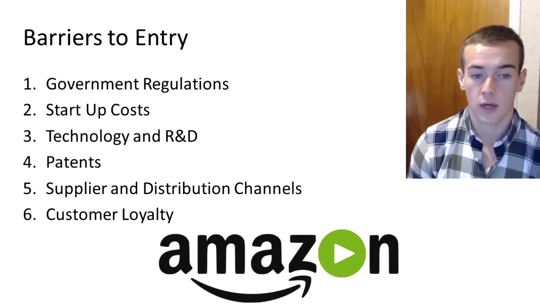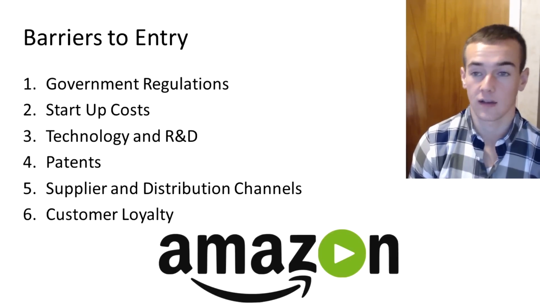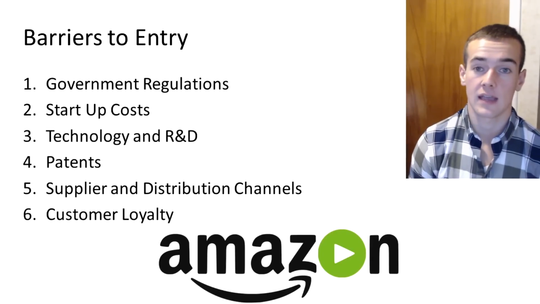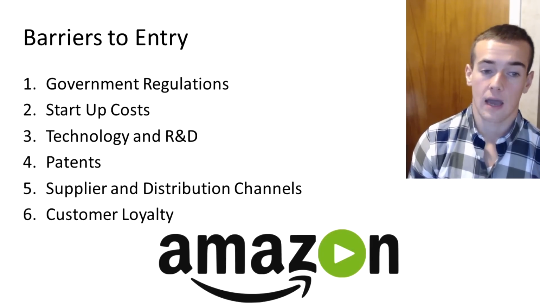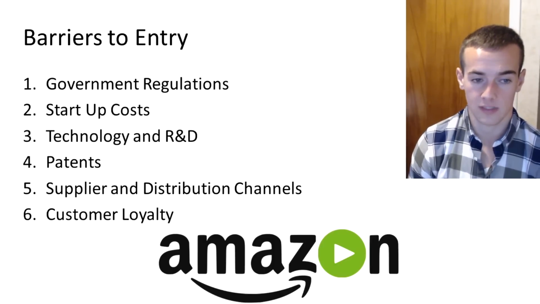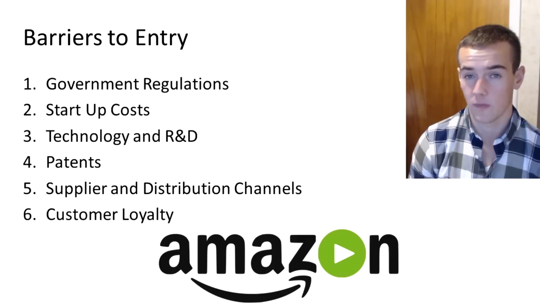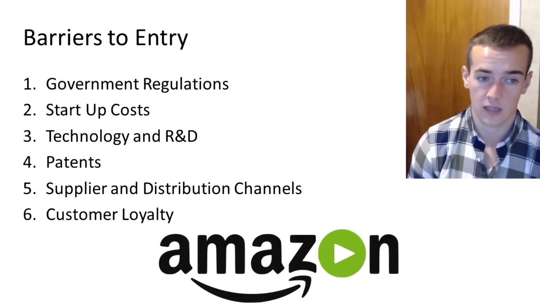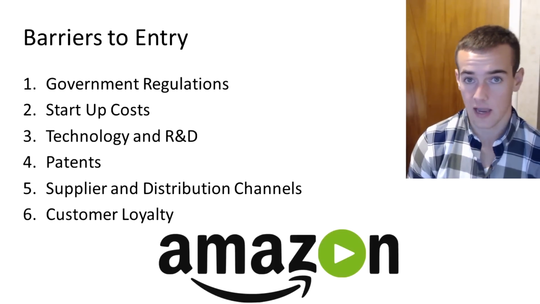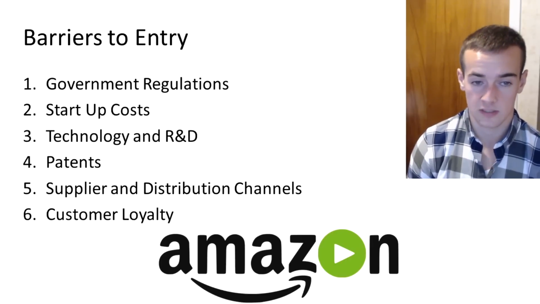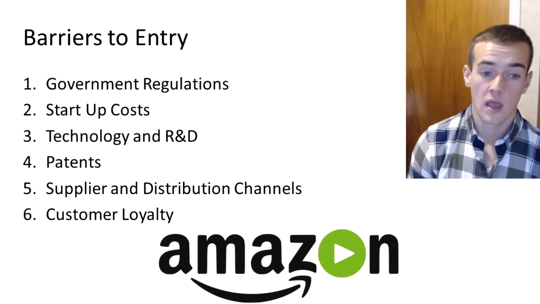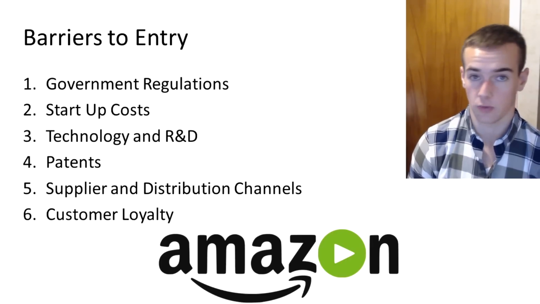Number 5, the supplier and distribution channels. So when I think of that, I think about Amazon. Think about the size of their fulfillment network and how difficult it would be to compete with Amazon. And number 6, again, this ties with the brand, the customer loyalty. How loyal are the customers to that brand? Because these 6 barriers to entry can really protect a business and make it difficult for others to enter that segment and disrupt that business.